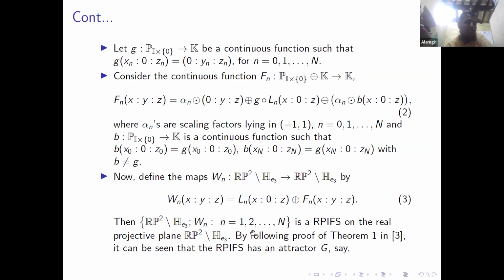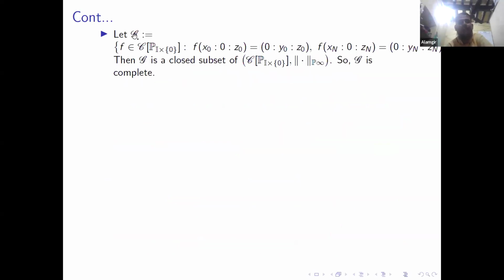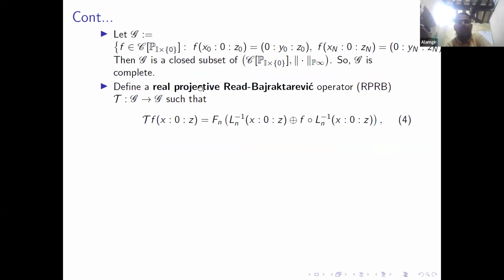We have previously seen that this IFS has an attractor, and this attractor is denoted by G. Now our claim is that G is nothing but the graph of some continuous function. So here we define script C as the set of all those continuous functions that satisfy these two conditions. And then this script C is a closed subset of the complete metric space, so this is complete also.